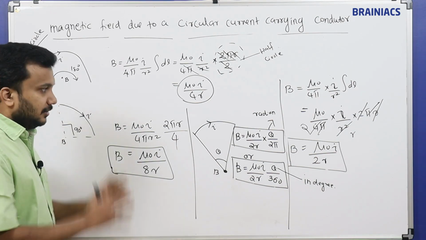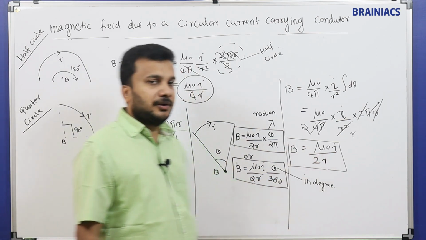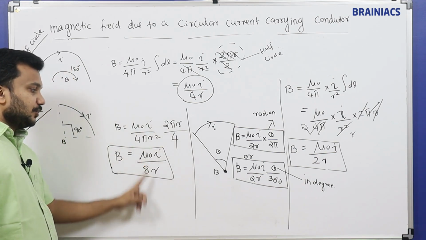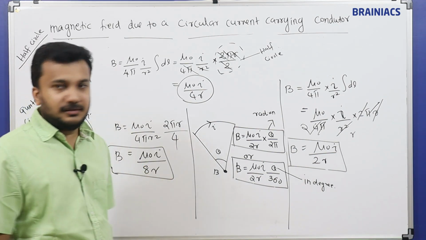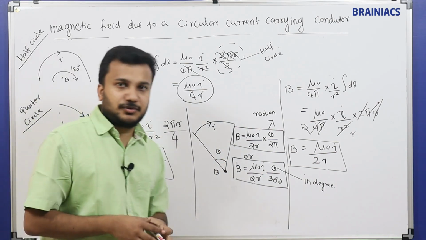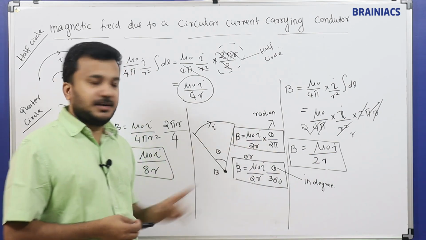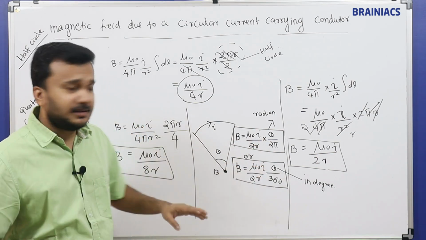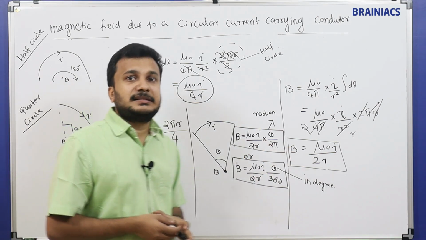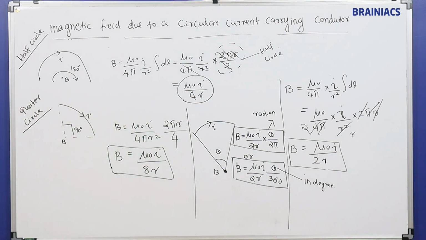So what I have tried to convey is, for a full circle the magnetic field intensity is mu 0 I by 2r. For a half circle mu 0 I by 4r, and for a quarter circle mu 0 I by 8r. For any arc where the theta value is given, if it is given in terms of degree you can use this equation. If the theta value is given in terms of radian, you can use this relation. Both of these will give the same result. Okay, this is the magnetic field due to a current carrying conductor.